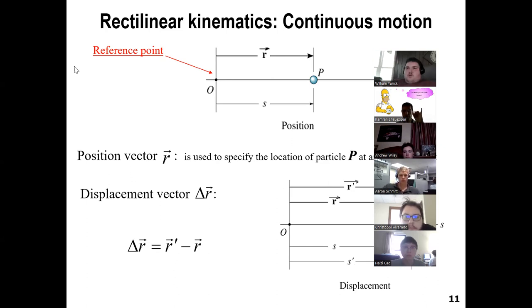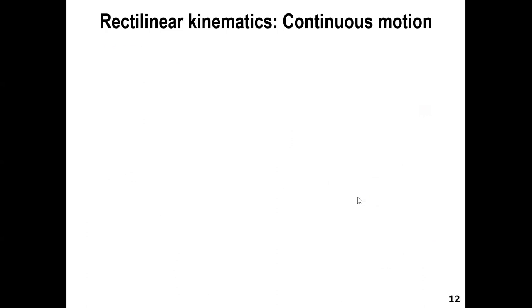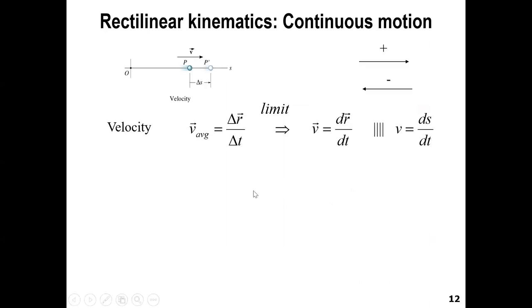We had three, right? Position, displacement, what was the next one? You can cheat and look at the slides. You guys didn't print the slides, right? The next step is velocity, right? Remember the police stuff? So how do we define velocity?